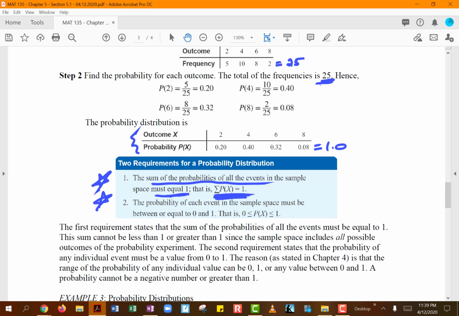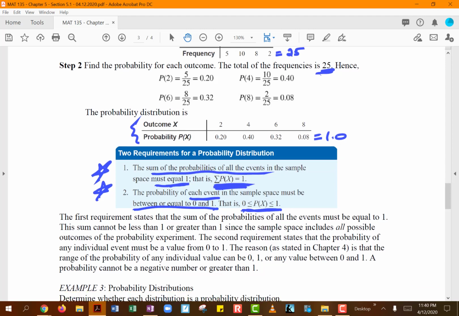Also, for each individual event in your sample space, those probabilities can be between 0 and 1, or they can be equal to 0 and 1. So each individual probability can be a value between 0 and 1. They can also be 0, they can also be 1, but it cannot be anything outside of that. You should not have probabilities more than 1. You should not have probabilities less than 0. And of course, your total probability for the sample space should also add up to 1.